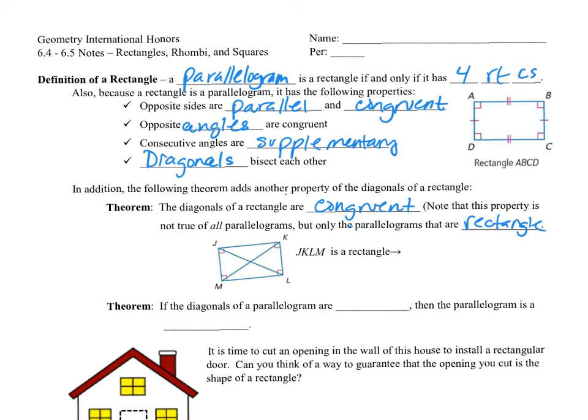So let's go ahead and state that theorem in terms of this diagram. Here we have JKLM is a rectangle. So what we conclude is if JKLM is a rectangle, we can conclude about its diagonals that its diagonals are congruent. That diagonal JL is going to be congruent to diagonal KM.